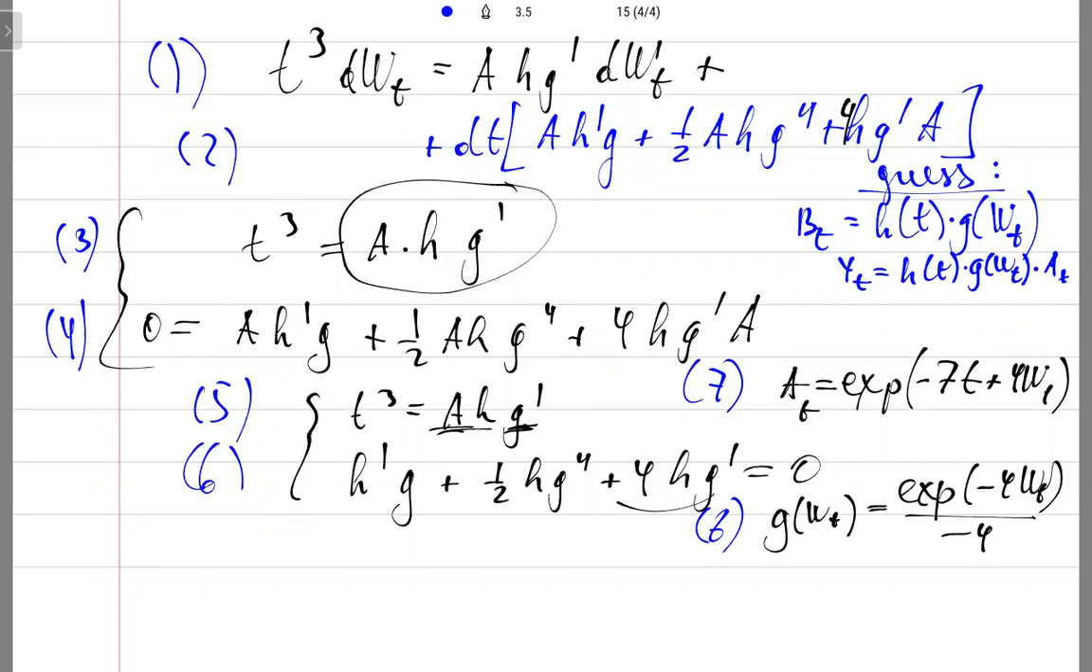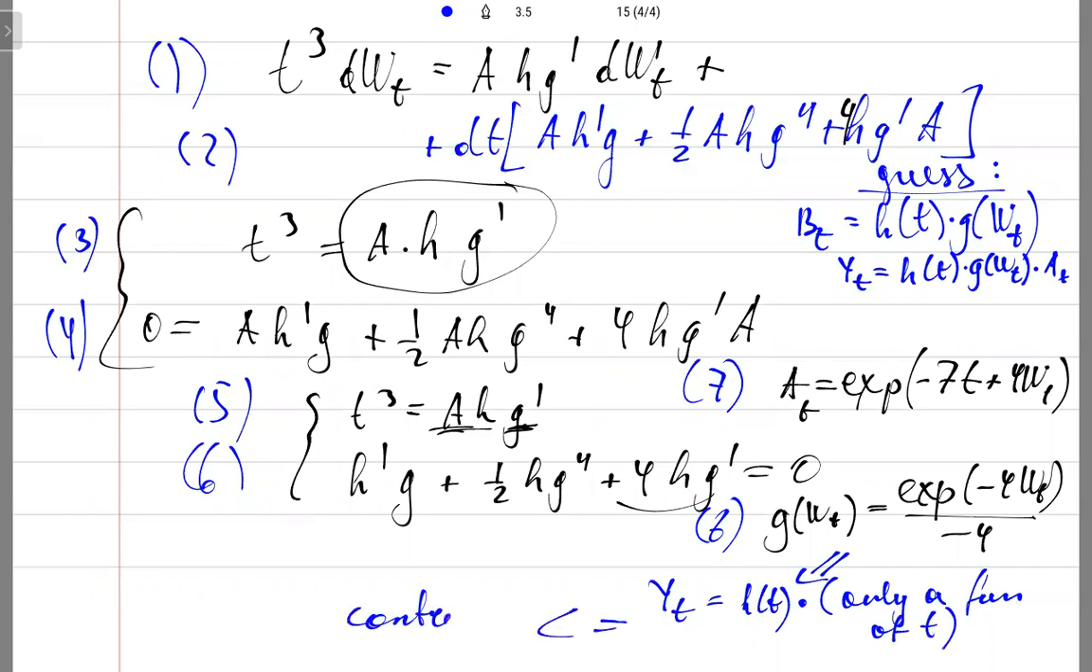Yeah, I agree. That's a quick contradiction. You see immediately that YT is H of T times something. Yeah, you're right. It's a fast contradiction. Yeah, that's great. Only a function of t, and that's a contradiction, because in this case you will have no dwt in the equation. Yeah, that's a faster way to obtain a contradiction.